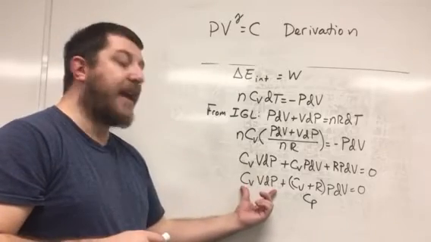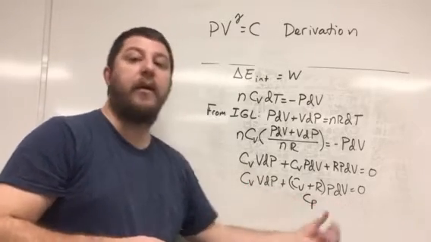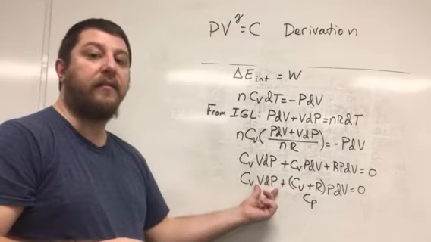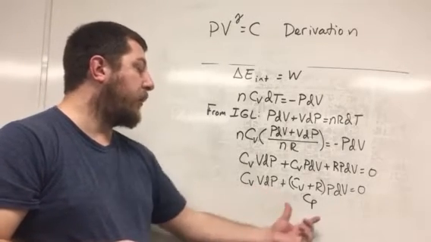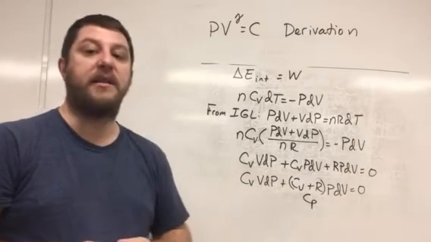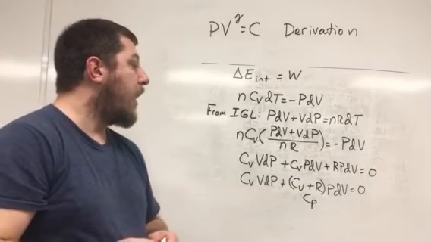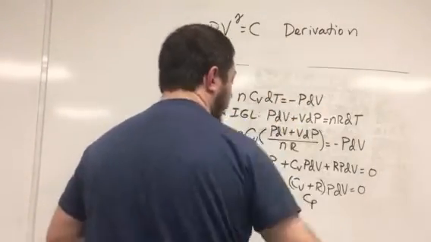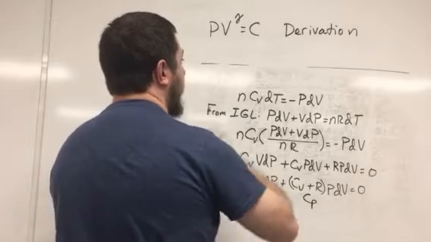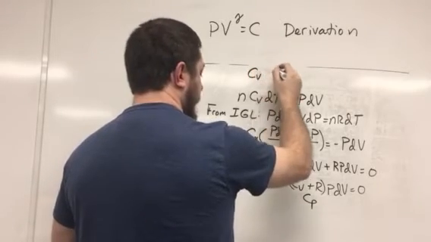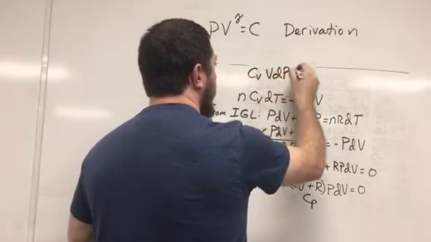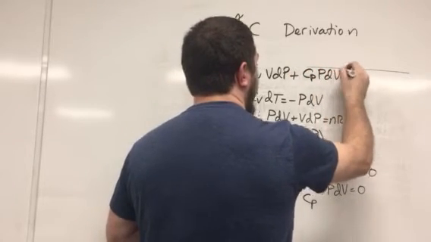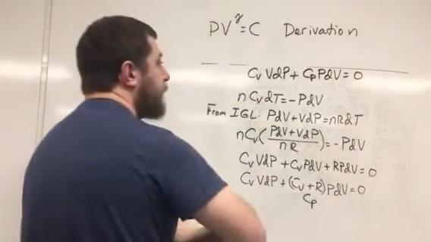So whatever is happening over here is going to be canceled out by what is happening over here. Whatever processes are happening at volume and my pressure changing are going to be canceled out by the processes that are causing my volume to change. And if I rewrite this equation, I'm going to leave everything else here so I can replicate this exactly. We have CV VdP plus CP PdV equals 0.